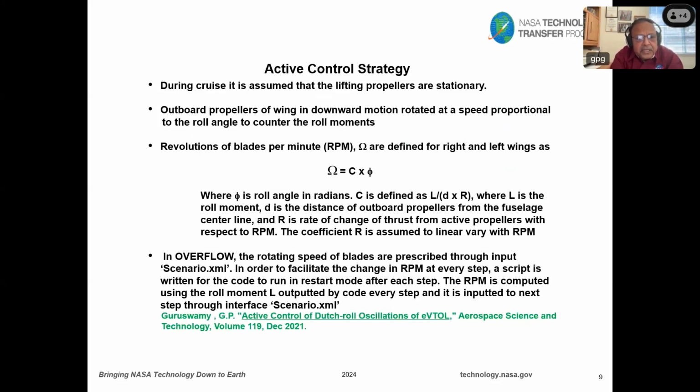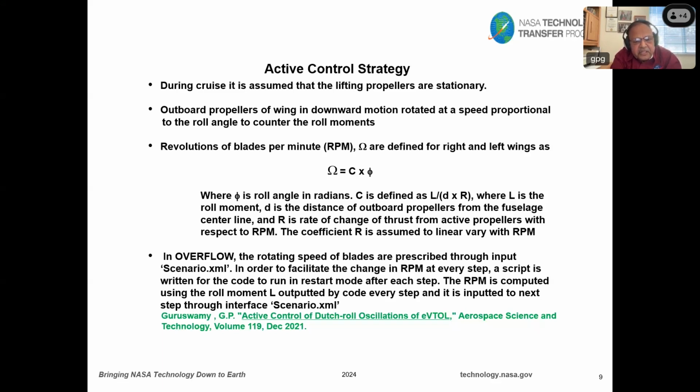So this is the active control strategy. During cruise, it's assumed that the lifting propellers are stationary or at a very low speed, so that there's less inertia if they need to be activated. As I mentioned, the outboard propellers are the ones that get activated. That means when the wing is in downward motion, the corresponding outboard propellers get activated. I'm going to show that in this.